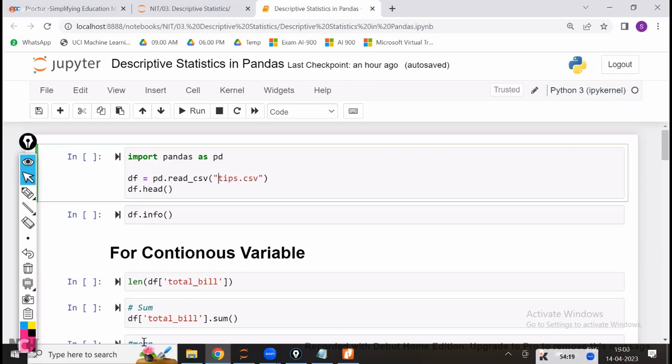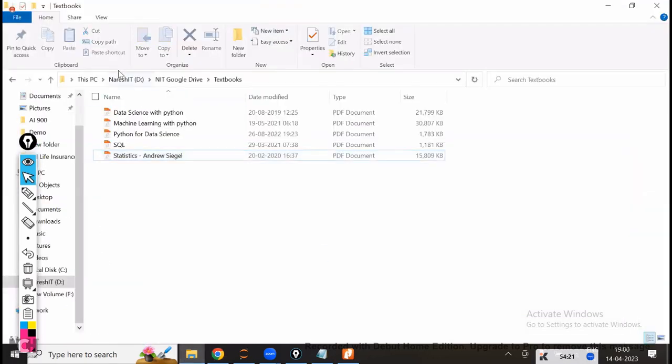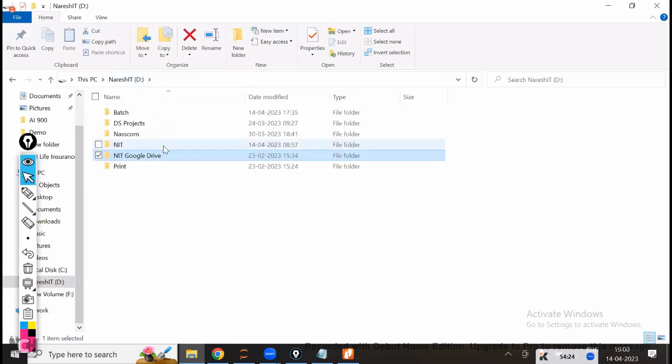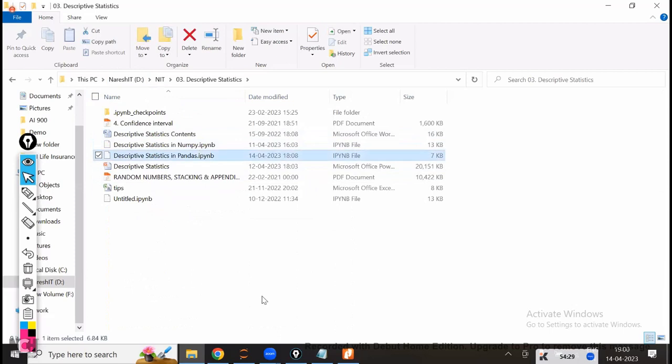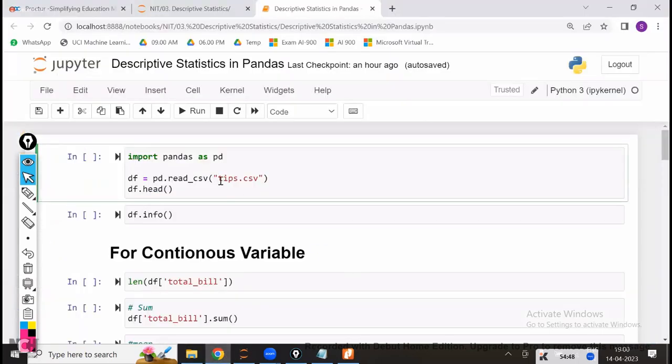In my case, this is the Jupyter notebook I am going to work in. This is the file which I am working on, and this is the data set. So both of them are in the same folder. Since both of them are in the same folder, I don't need to write the path. If I write it also, no problem. Directly, I can write tips.csv.